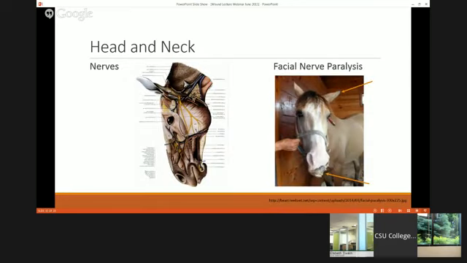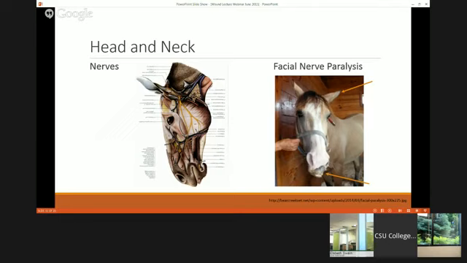Horses have lots of nerves as well on their face and their head, and the facial nerve is this big yellow one in the drawing, and it's very close to the skin. So if a horse is injured and that nerve becomes injured, they can develop what's called facial nerve paralysis. In this image, you can see the horse's left ear and his nose are both kind of drooping.